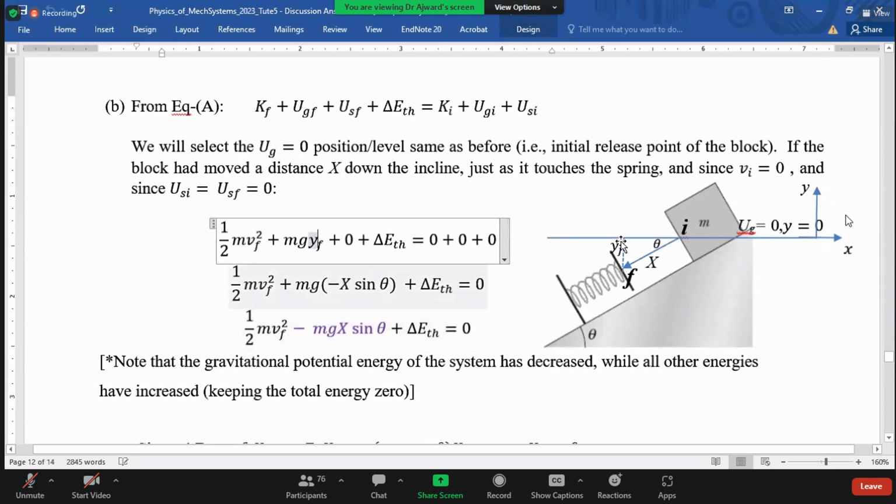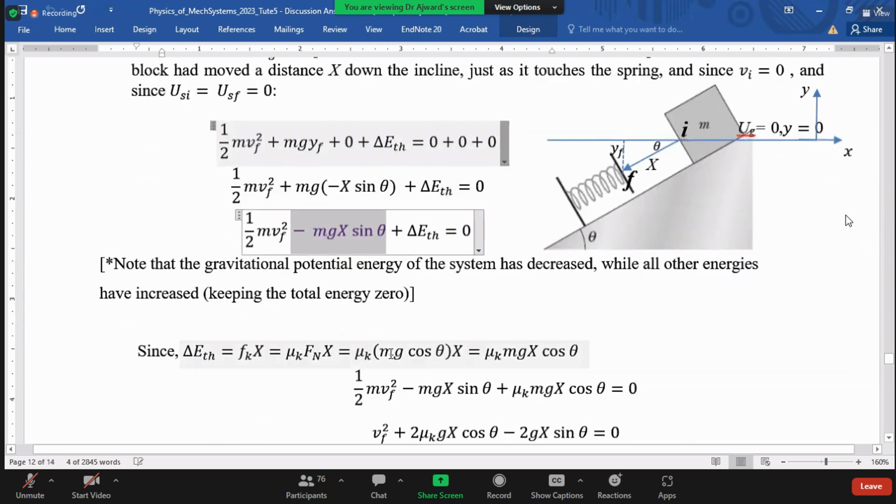And the distance traveled is x. So the height here, yf, is minus x sine theta. So this becomes this. It is kind of similar to part A, except for this part. We are looking for that.